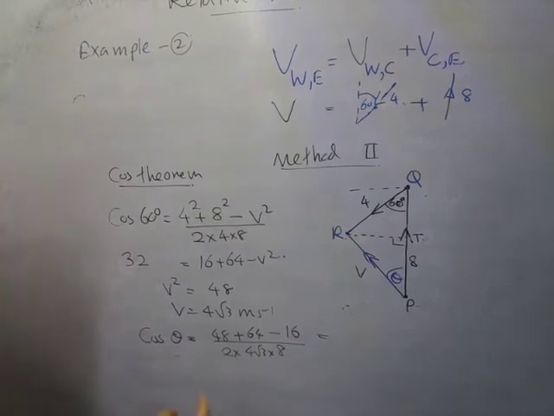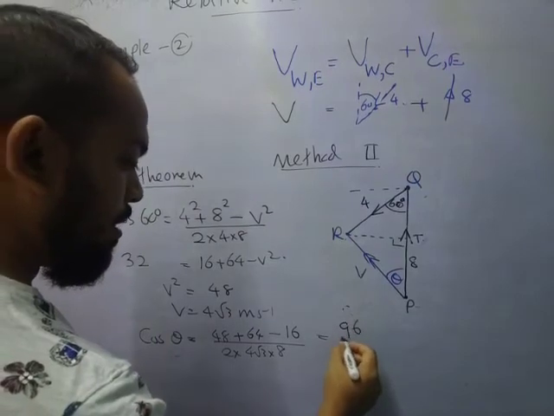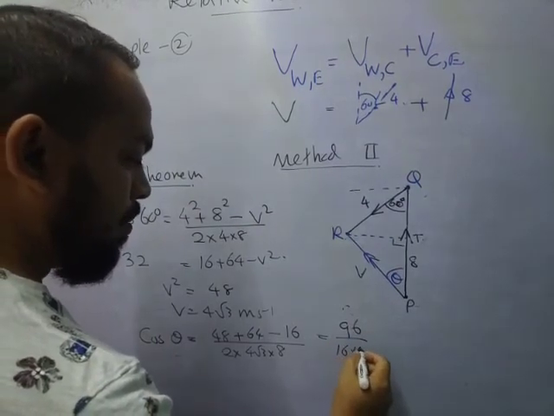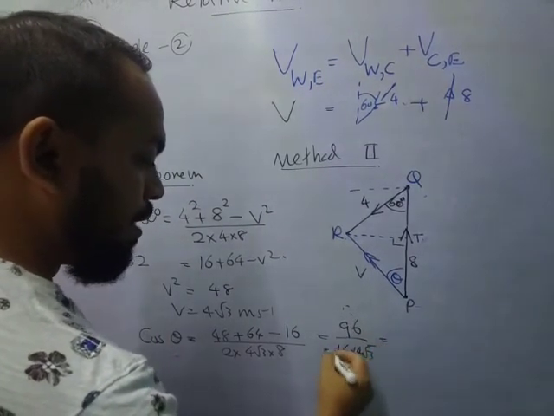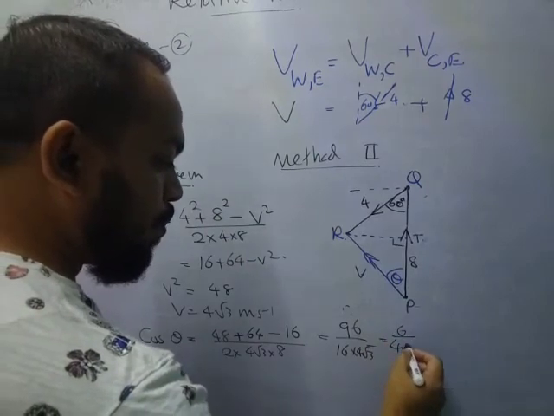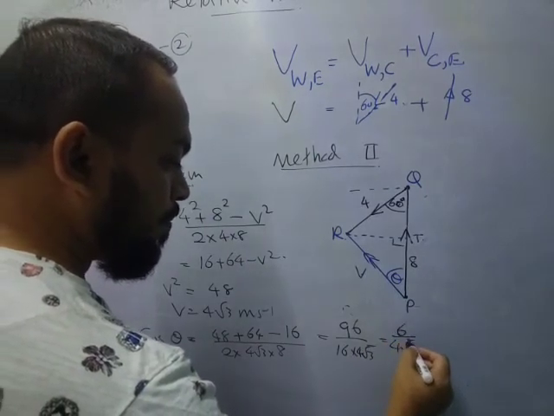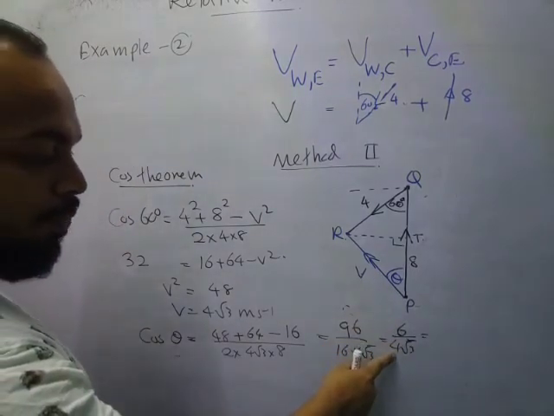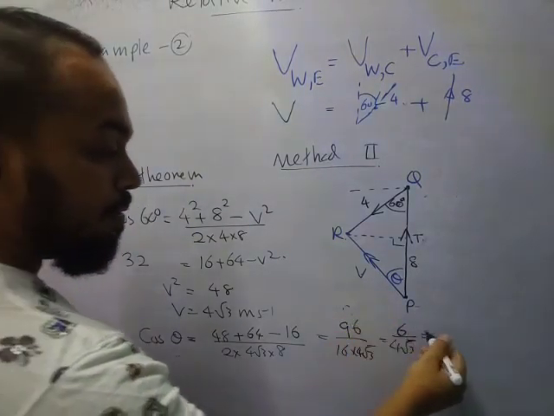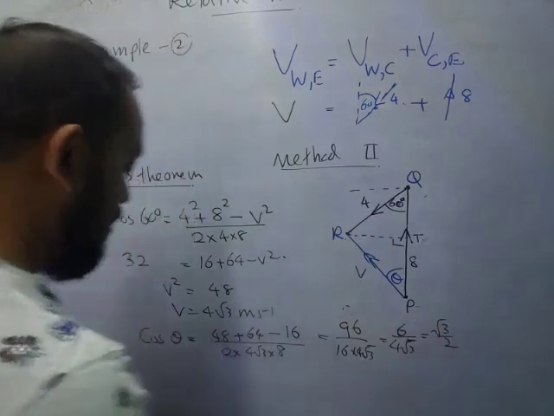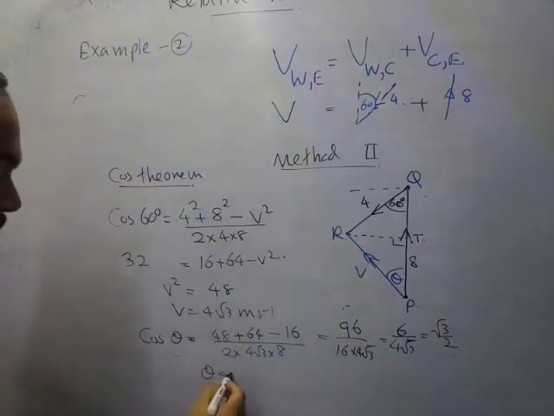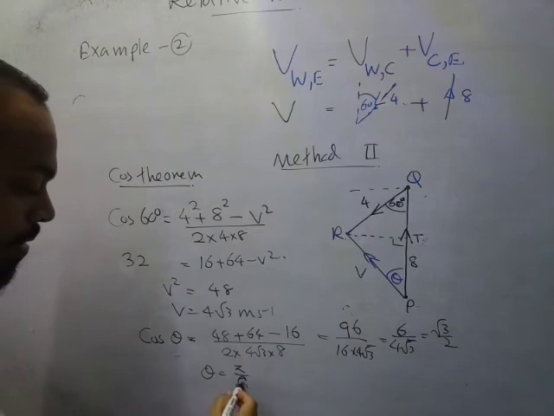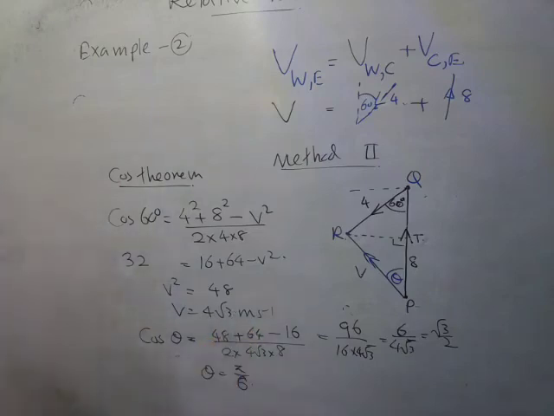Right here, so this becomes 96 divided by 16 into 4 root 3. This is 6 divided by 4 root 3. Right? So here 3 divided by 3 divided by 2, which means root 3 by 2. So this implies theta is equal to pi over 6. Pi over 6 means 30 degrees.